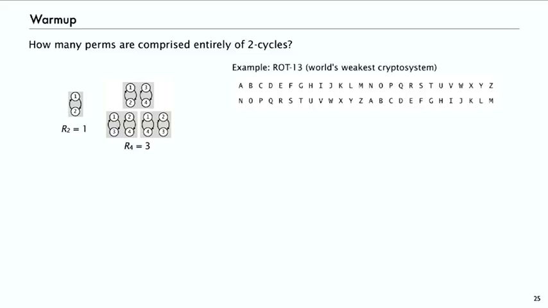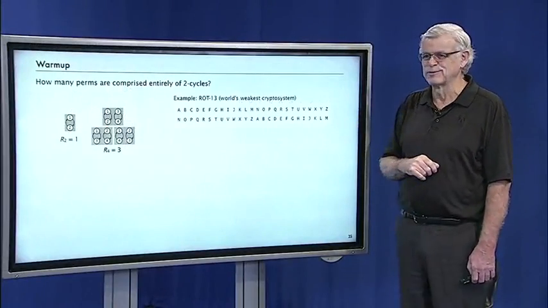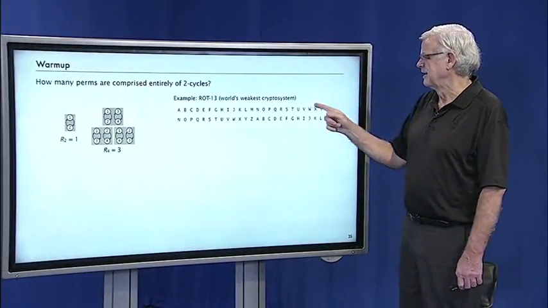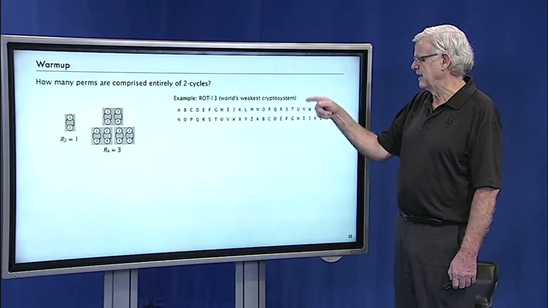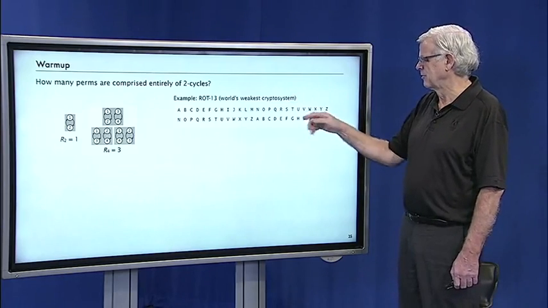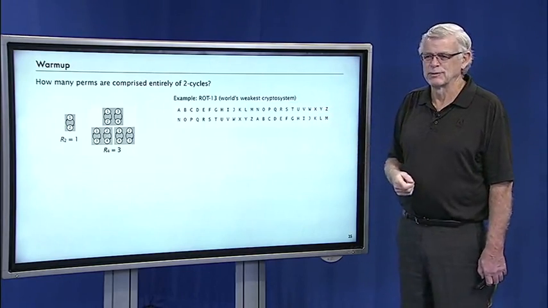And actually an example of this is called ROT13. So it's the world's weakest crypto system where we just take the letters and rotate them 13 positions. So A goes to N goes to A, B goes to O goes to B, and so forth. And you can read about this one on the web.